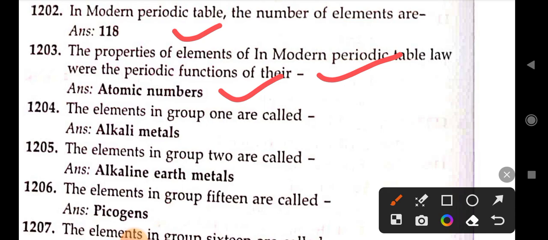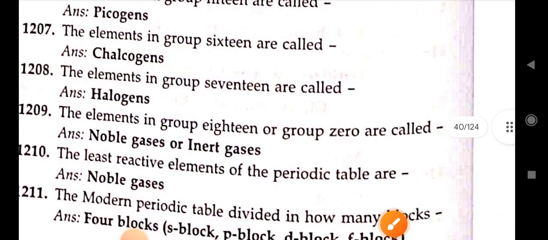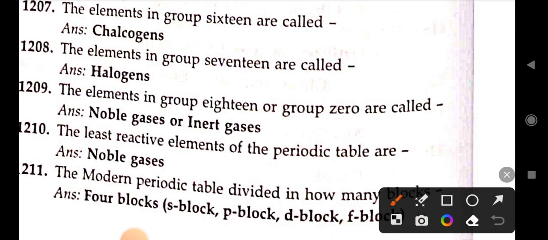The elements in group 1 are called alkali metals. The elements in group 2 are called alkaline earth metals. The elements in group 15 are called pnictogens. The elements in group 16 are called chalcogens. The elements in group 17 are called halogens. The elements in group 18 or group 0 are called noble gases or inert gases. The least reactive elements of the periodic table are the noble gases.